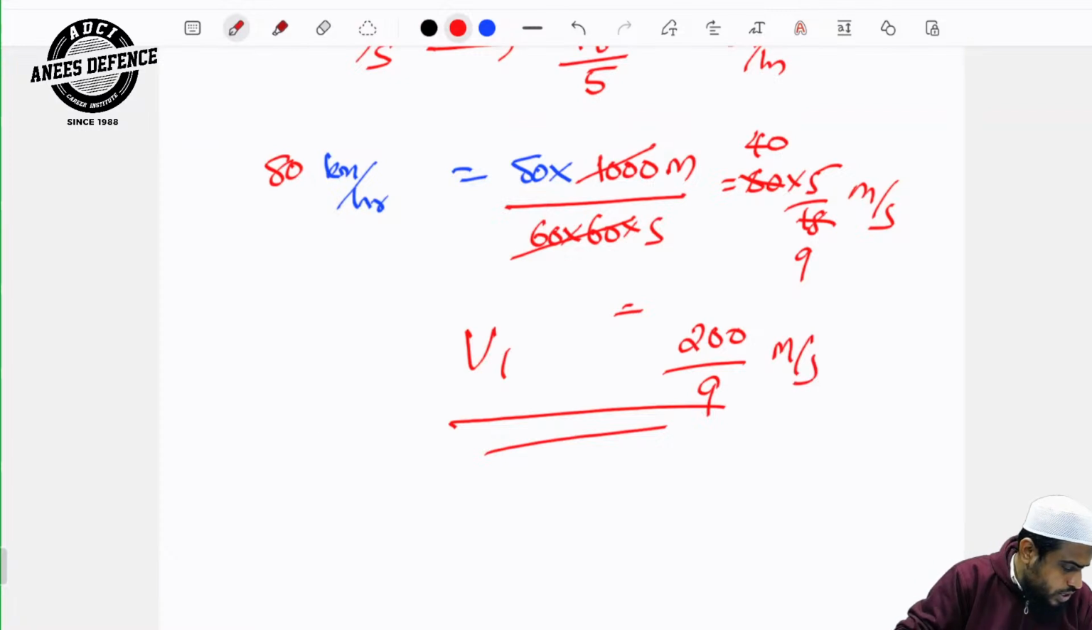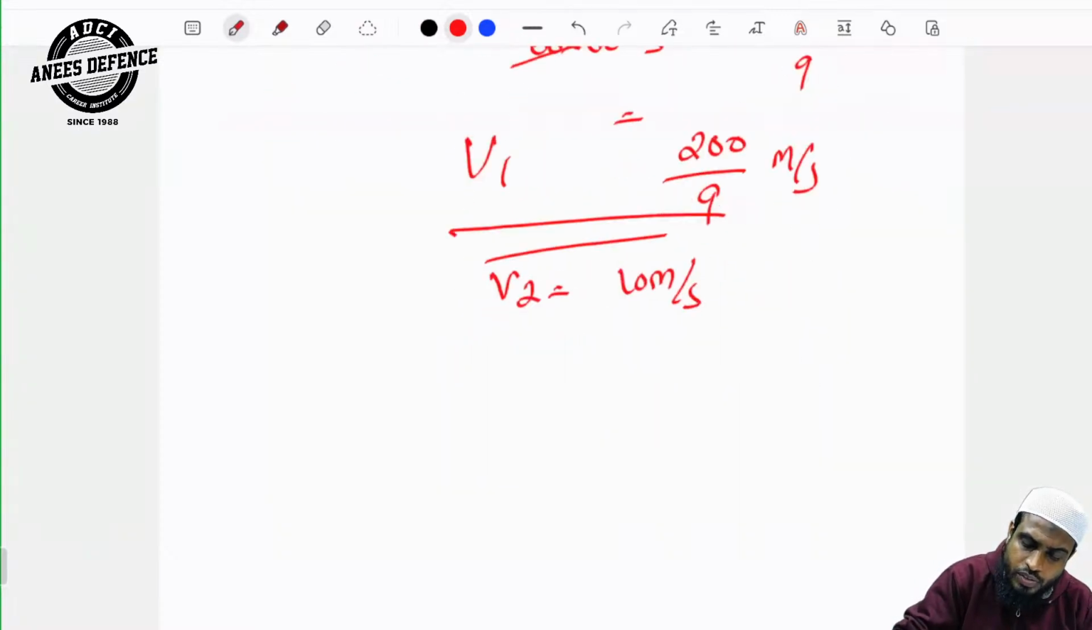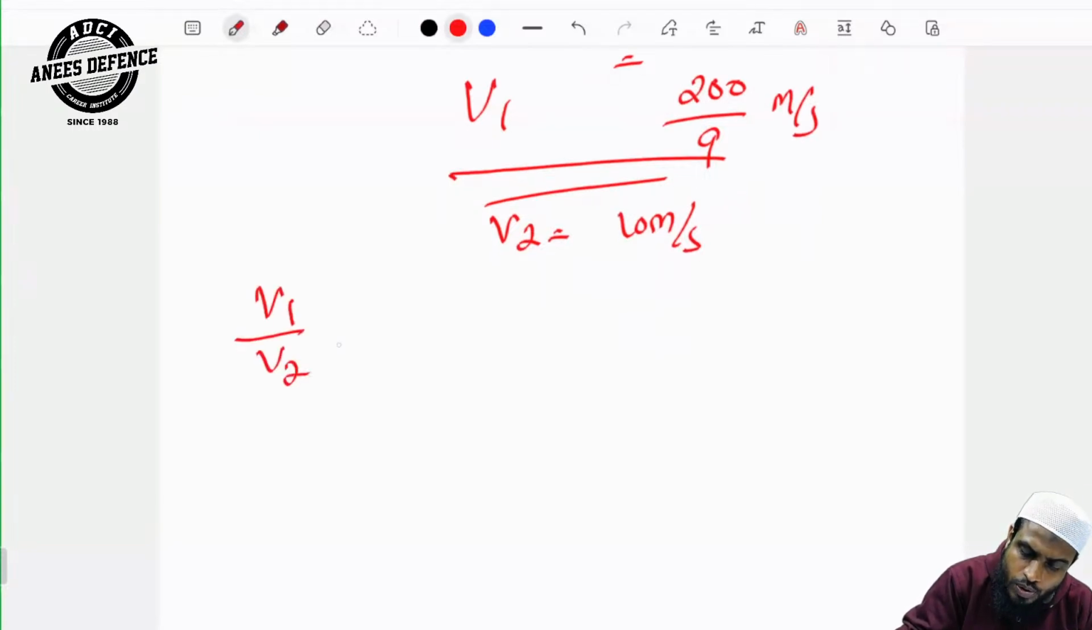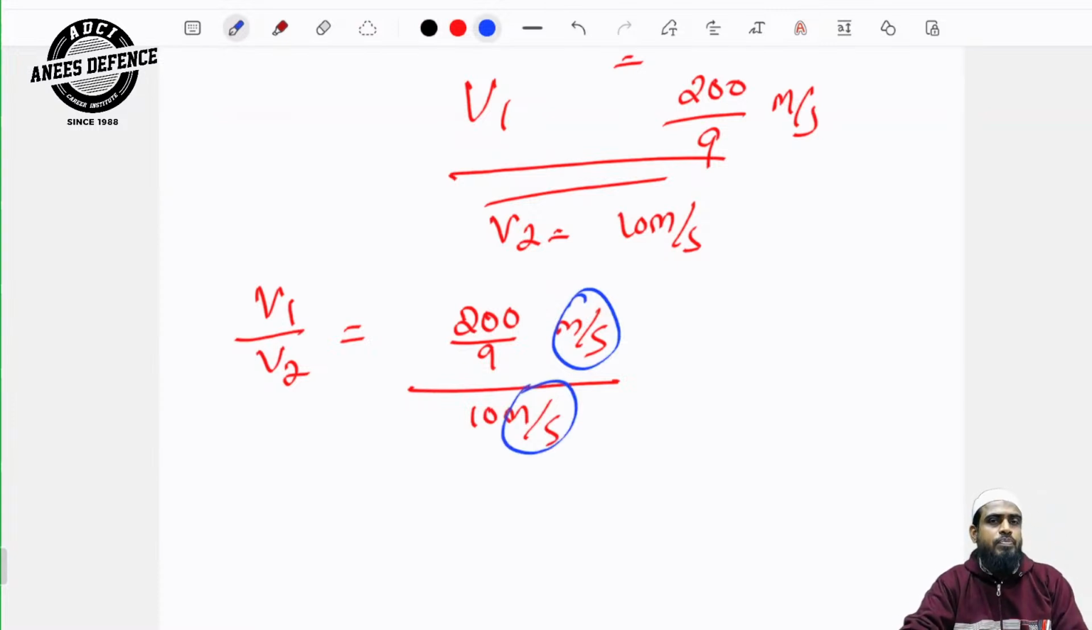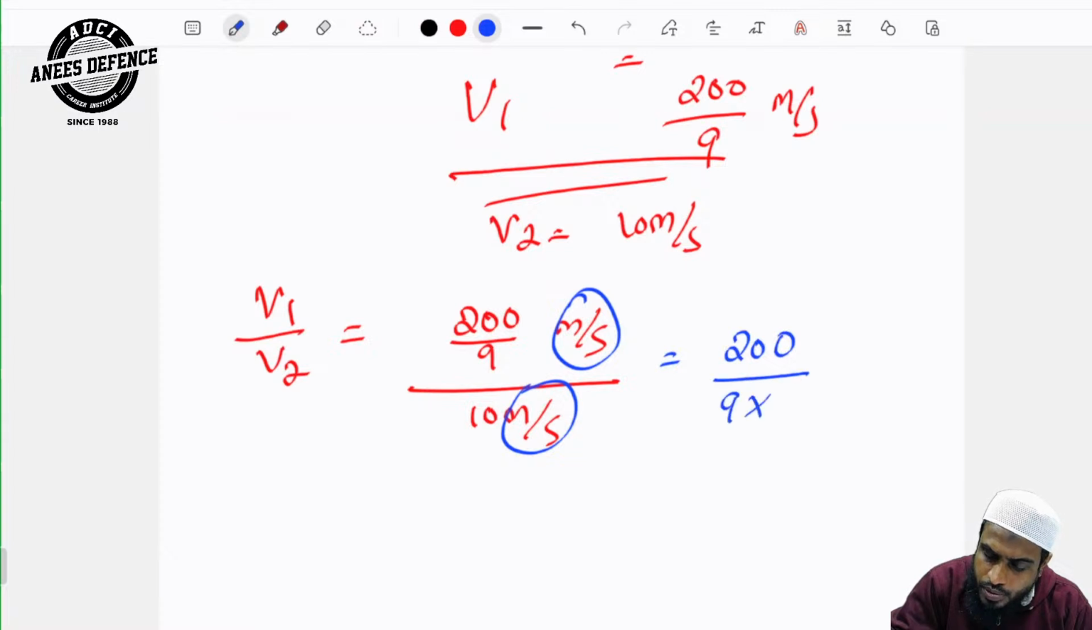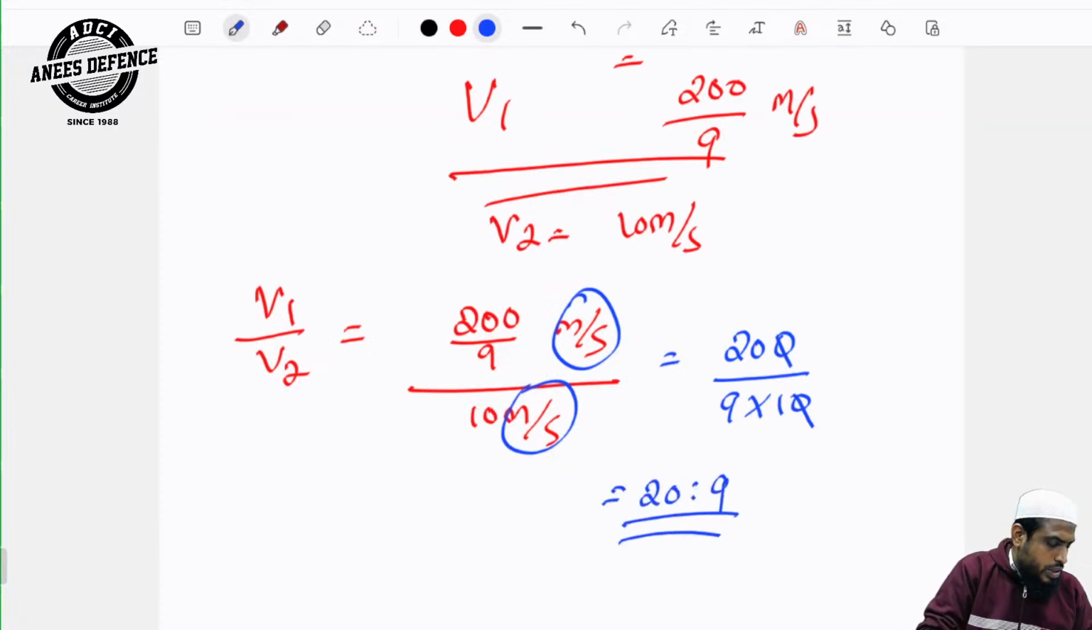What is V2? V2 is given as 10 meter per second. So what is the ratio? V1 by V2 equals 200 by 9 meter per second divided by 10 meter per second. Now you can see that both units are the same. So it will be 200 divided by 9 into 10. So this 0 got cancelled. So 20 is to 9 will be the answer. That is the ratio between the two speeds.